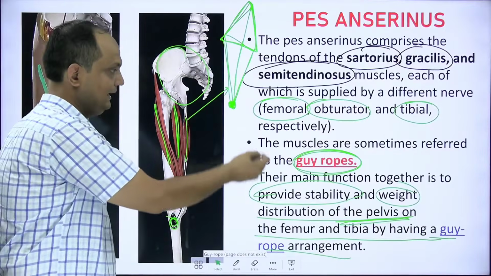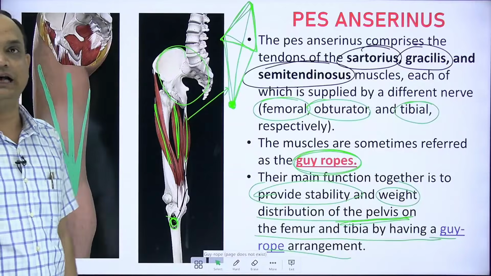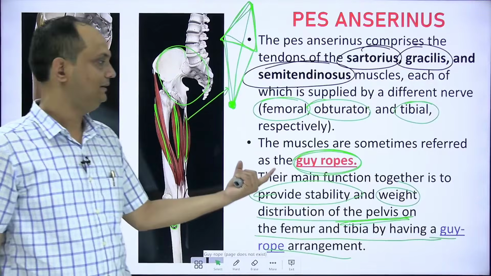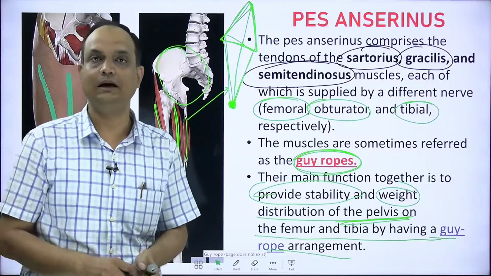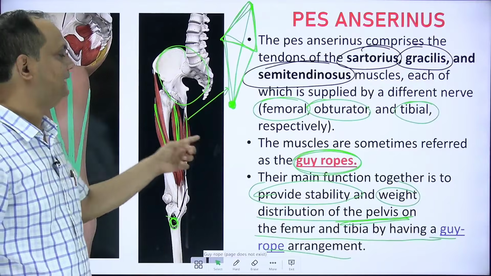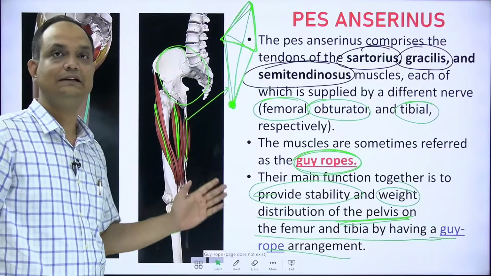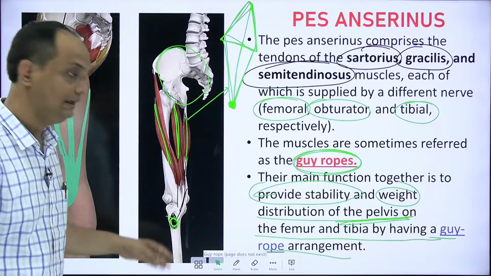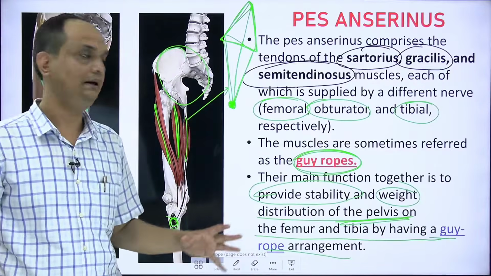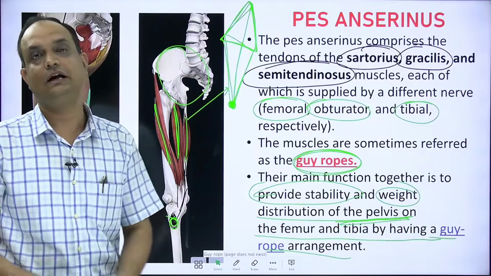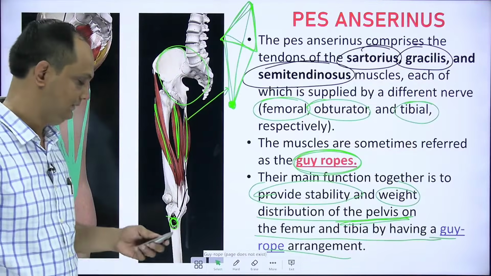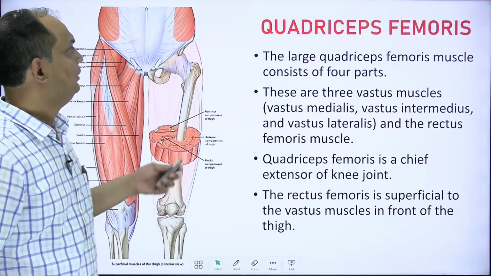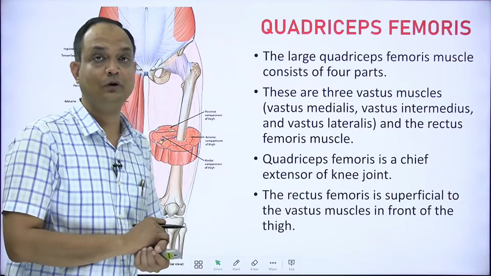So, this is again a short note for your exam on the gyrope. You have to keep in mind that the gyrope is formed by three different compartment muscles, gracilis, sartorius and semitendinosus, which insert at a single point, and they help in the weight distribution and balancing of the pelvis. Now, what is the quadriceps femoris muscle?